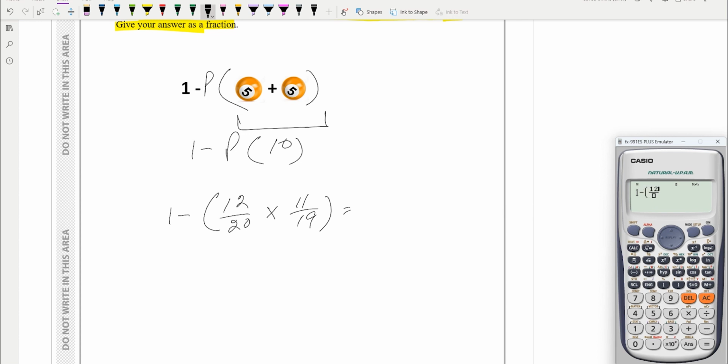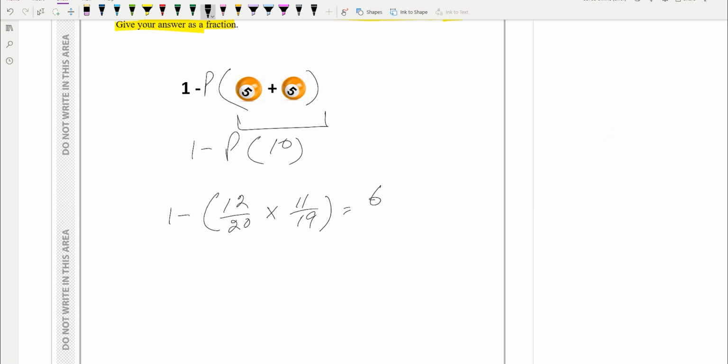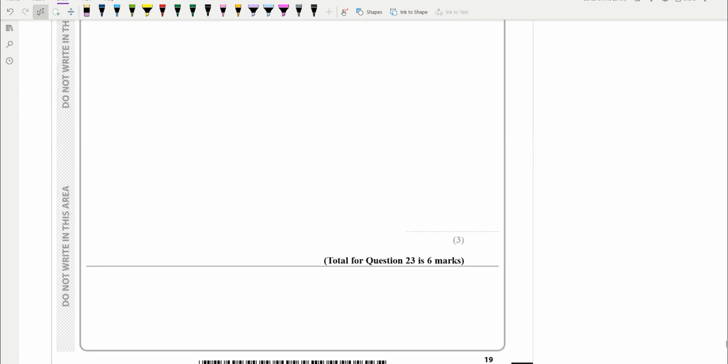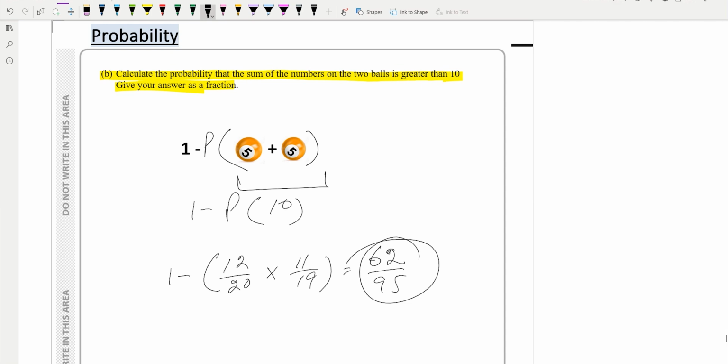This will be 12 over 20, multiplied by 11 over 19, and bracket close, and this will give us 62 by 95. So 62 by 95 will be our answer. At the proper location we will write here 62 out of 95. This is what we have written.